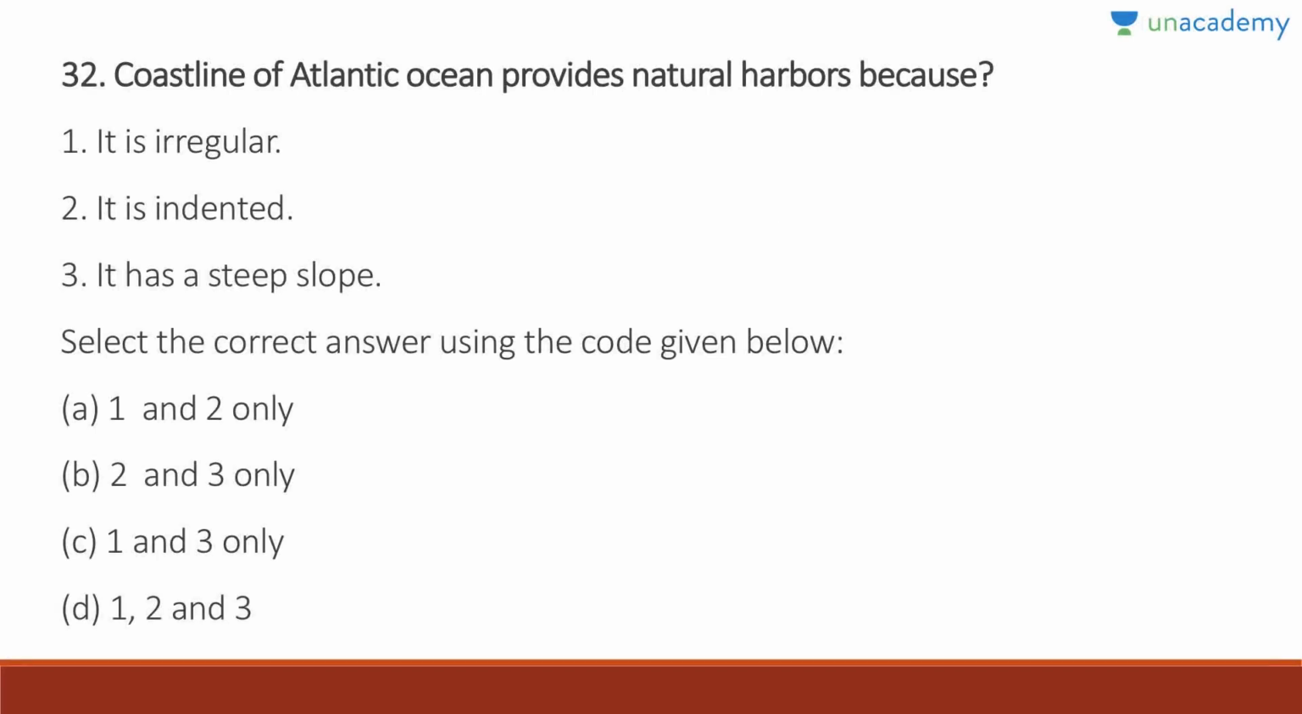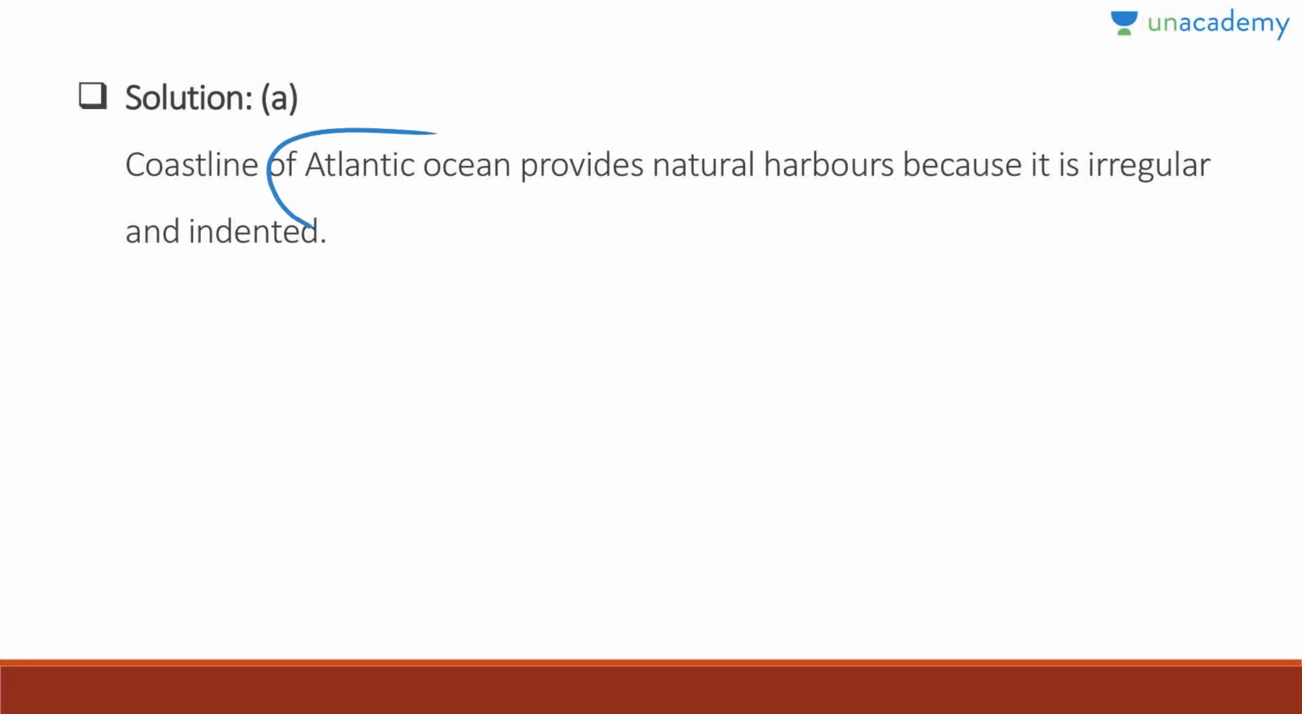Question number 32. Coastline of Atlantic Ocean provides natural harbors because of which of the following? It is irregular, yes. It is indented, yes. It has a steep slope. Obviously it does not matter if you have a steep slope or not. It is mostly because of irregular and indentedness. So this option is not valid. So answer here is A, 1 and 2. So coastline of Atlantic Ocean provides natural harbors because it is irregular and indented.